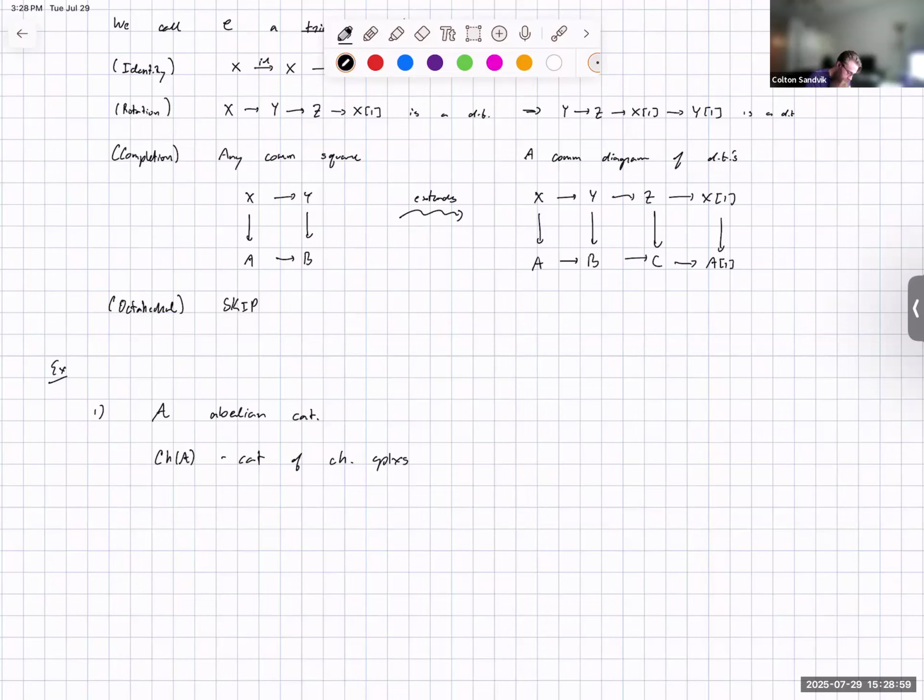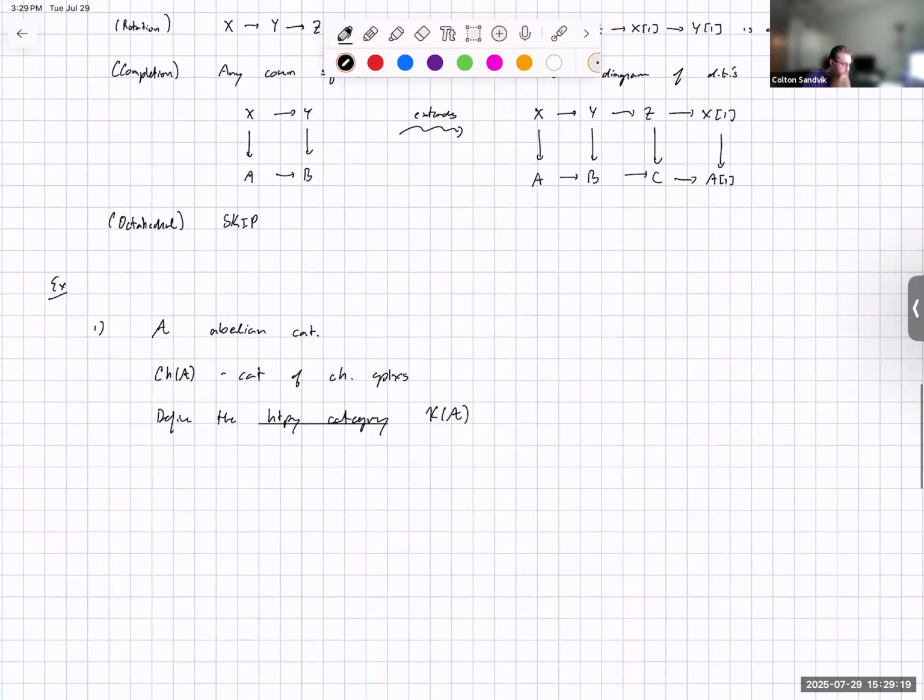And what we can then do is define a new category called the homotopy category. It's going to be called K of A, and we're going to define it as follows. The objects are the same as chain complexes in A. Objects are chain complexes in A. But the morphisms make it different than just looking at normal chain complexes.